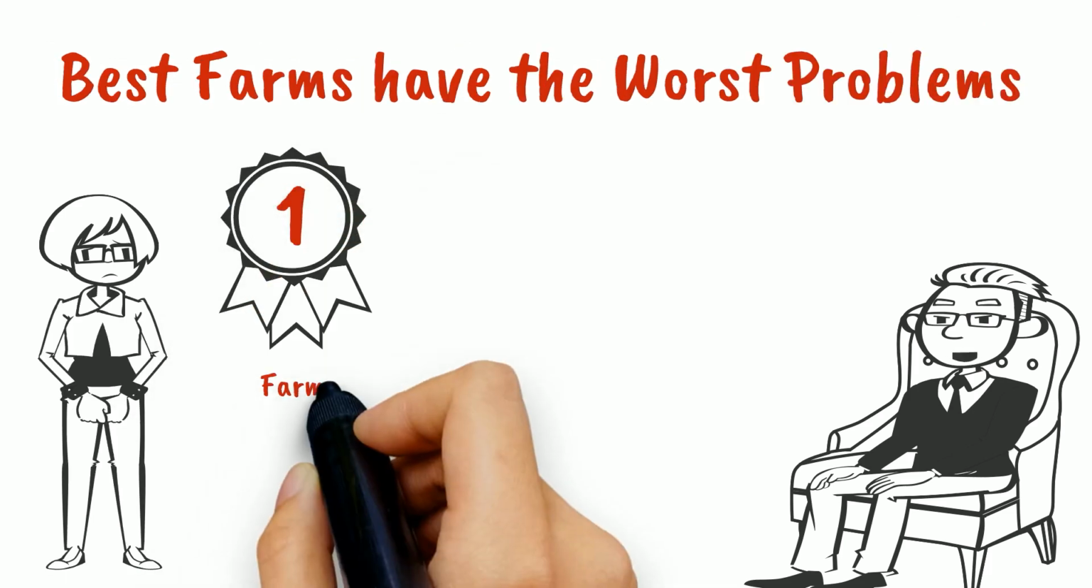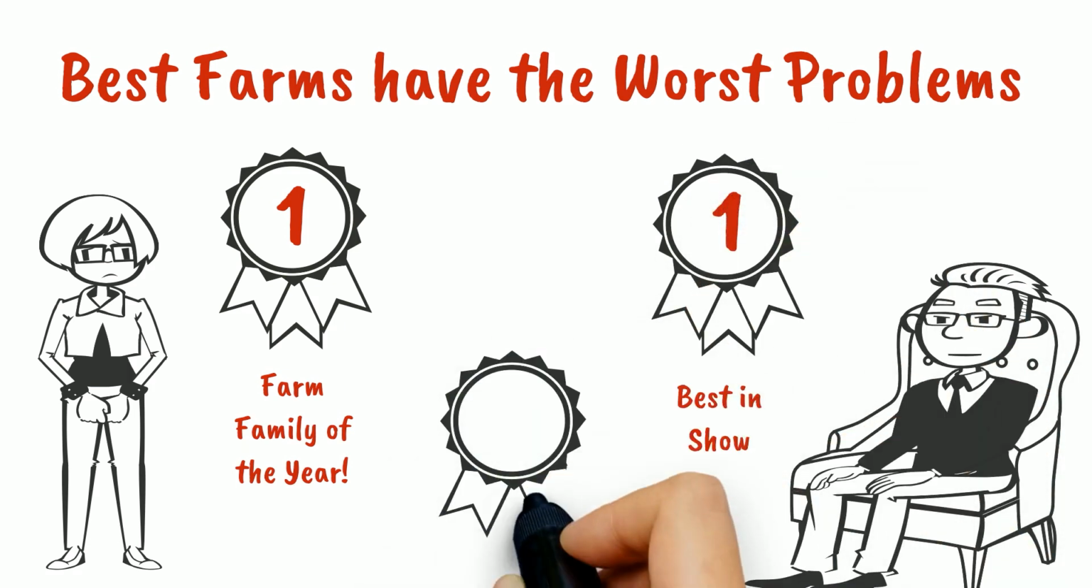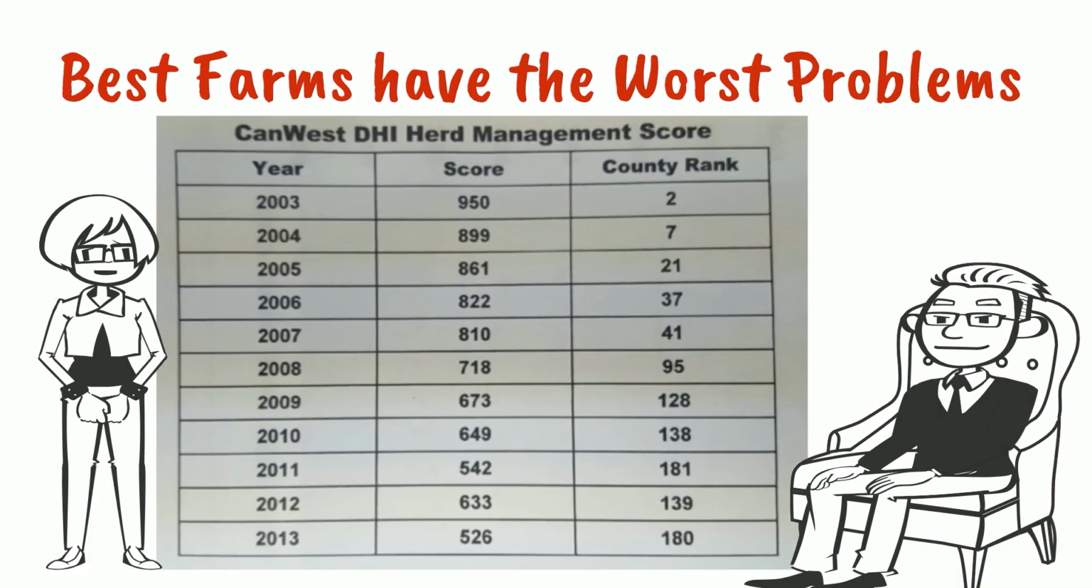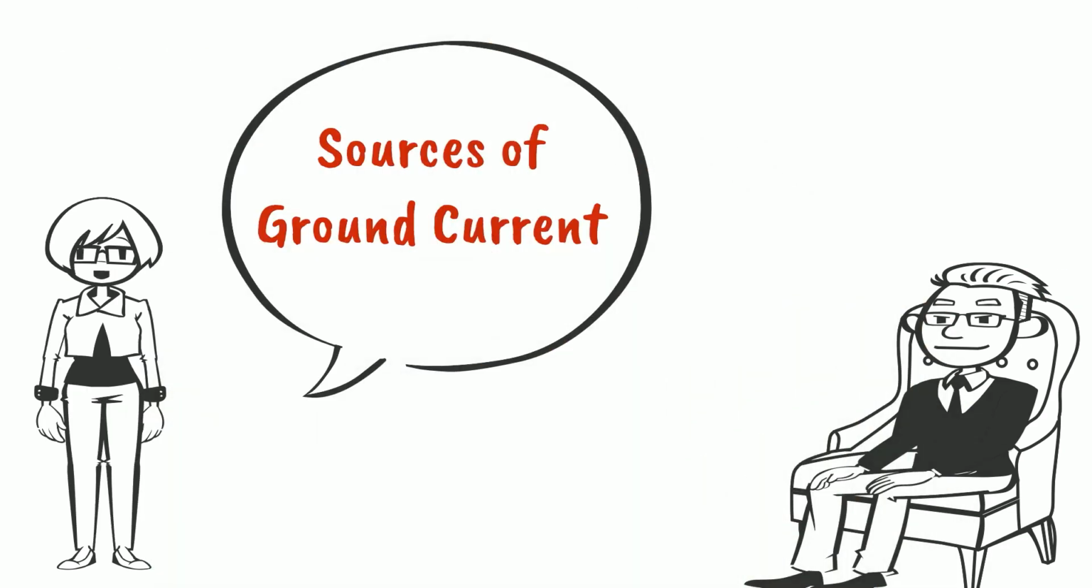Some of the best farmers have the worst problems. This is not an example of poor management, as some would like you to believe. This is a problem of ground current. That's certainly true for Farmer Pete. He went from second in the county to 180th on his herd management score in 10 years. We will talk more about the sources of ground current in upcoming videos.